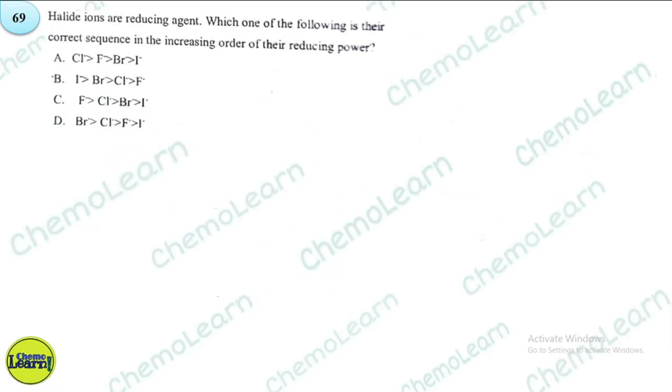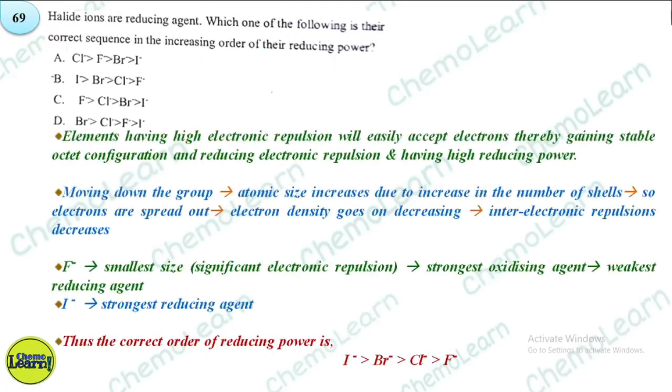69. Halide ions are reducing agents. Which one of the following is their correct sequence in the increasing order of their reducing power? See, elements having high electronic repulsion will easily accept electrons, thereby gaining stable octet configuration and reducing electronic repulsion. So, having high reducing power.